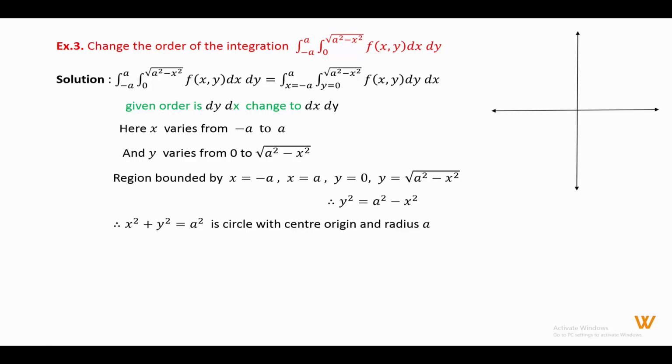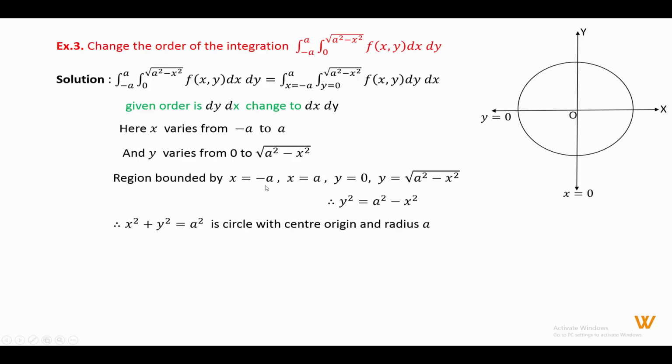X axis, y axis, origin. This point is origin. This line is the x axis, whose equation is y equal to 0. This line is the y-axis, whose equation is x equal to 0. Now draw the circle whose center is origin and radius a. So this is a circle, center origin radius a. So this point is (a, 0) and this point is (minus a, 0).